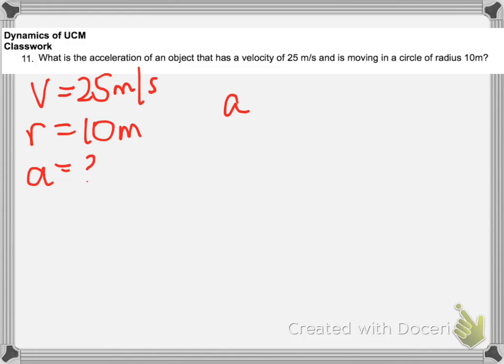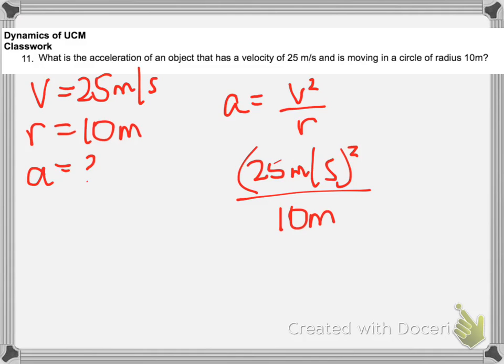We know that acceleration equals v squared over r, and we have v and we have r. So all we have to do is plug in our numbers. So we have 25 meters per second, squared, divided by 10 meters. And when we calculate that, we get an acceleration of 62.5 meters per second squared.